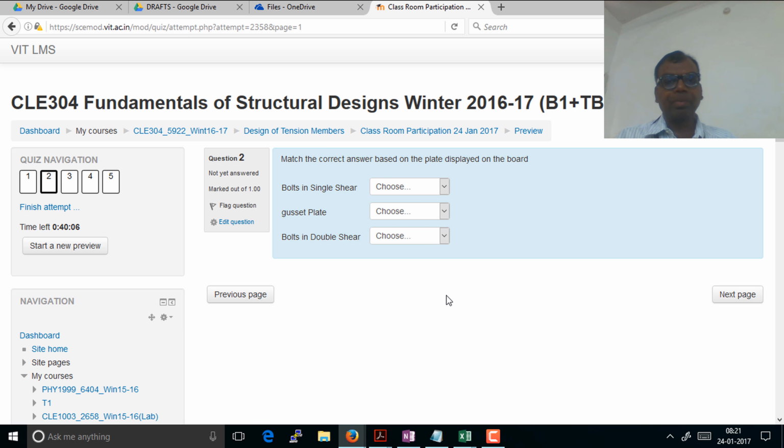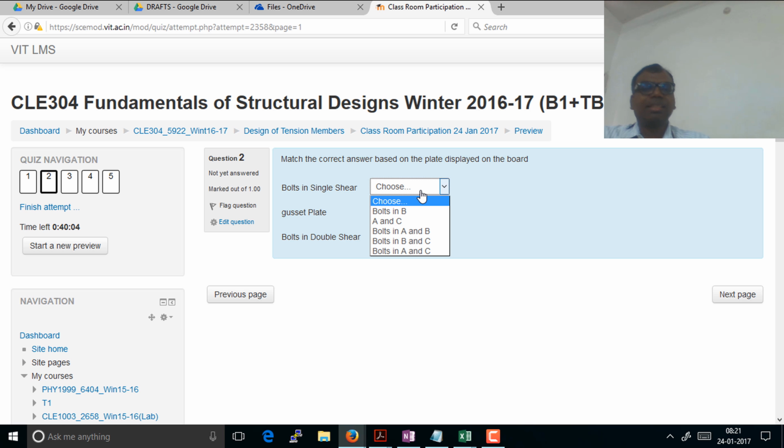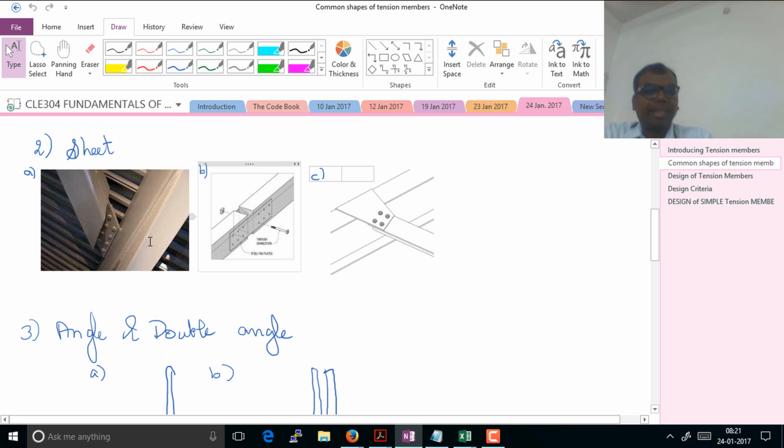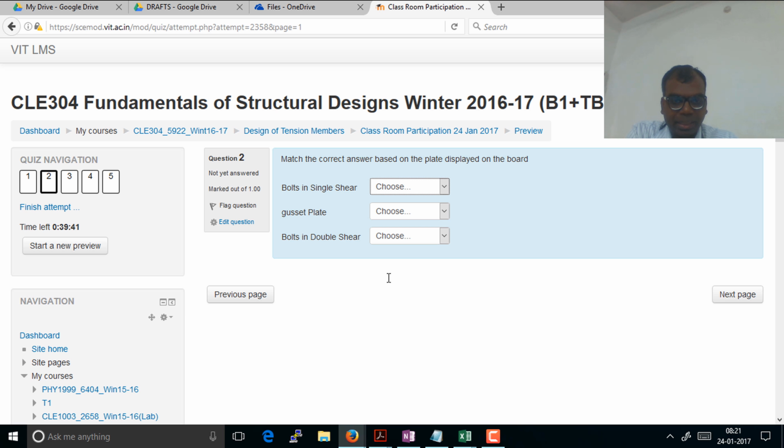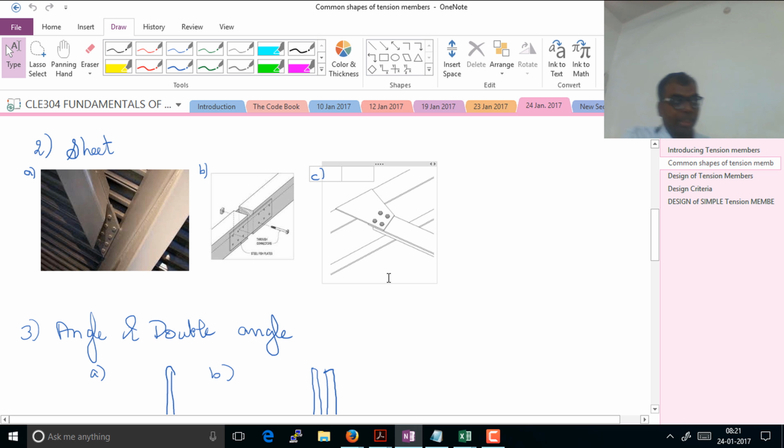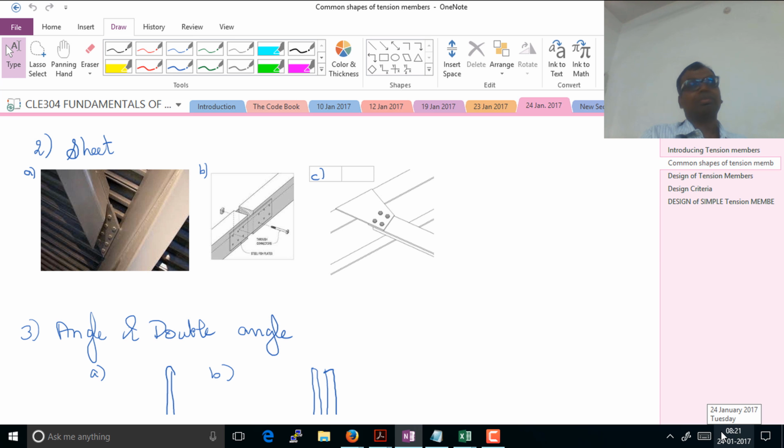Now, please, there is a choice. Here there are three questions: which is the bolt in single shear, which is the bolt in double shear. Have a look at this diagram. Which of the bolts is in double shear? Just have a look at it and give your answer. Then, which are the gusseted connections? That is the second part. And the third question is which is the bolt in double shear? I'll give half a minute to answer that question.